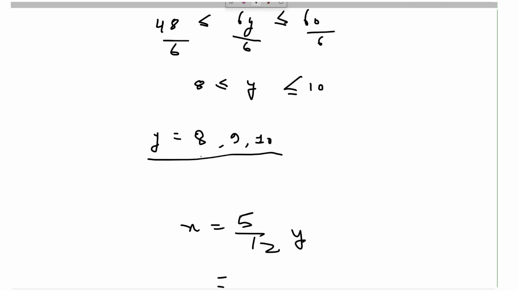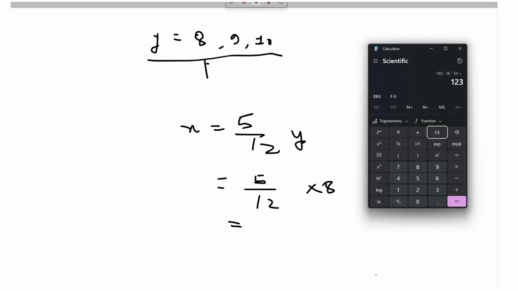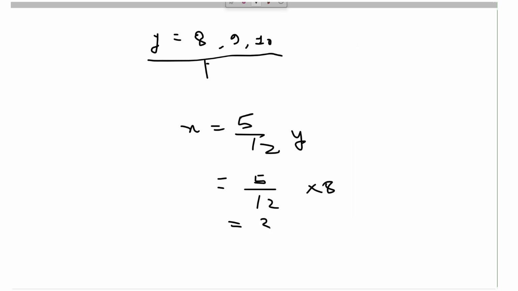So let's input any one possible value of y. Let's say y is equal to 8. Then 5 by 12 times 8 will be equal to 5 times 8, which is 40, divided by 12. 3.333 is our answer.